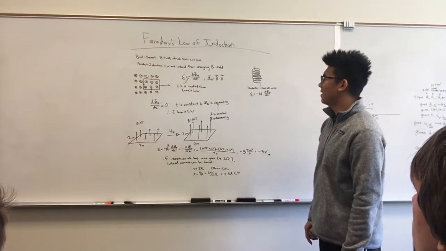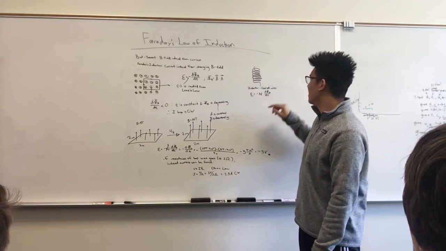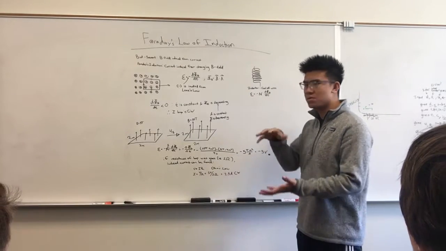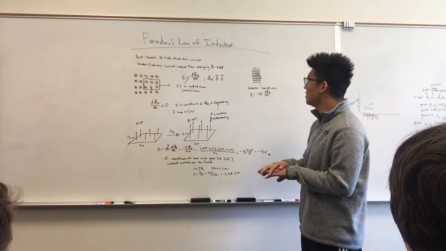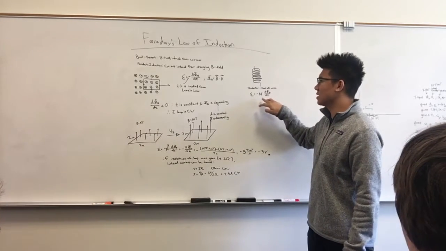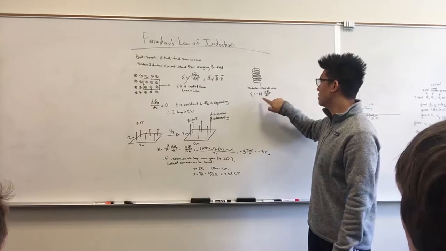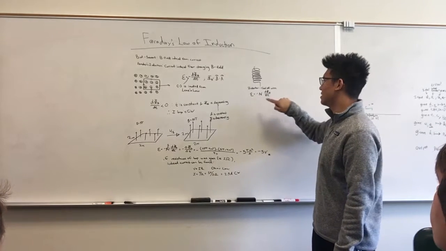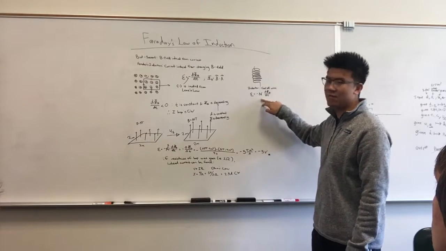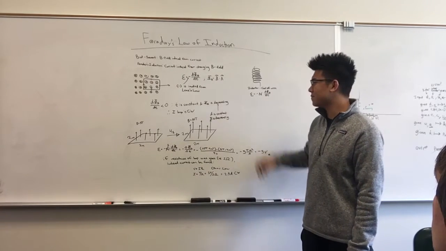Another thing to know about Faraday's law is that you have things called inductors, which are basically just coils of wire, and they act like multiple loops stacked on top of each other. To account for these multiple loops, Faraday's law is stated as EMF equals negative N times the change in flux over the change in time, where N represents the number of loops in the coil.